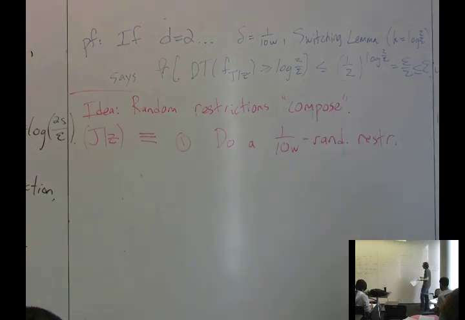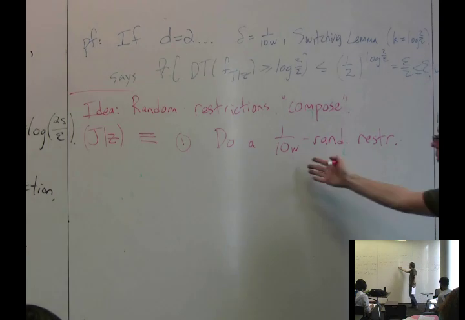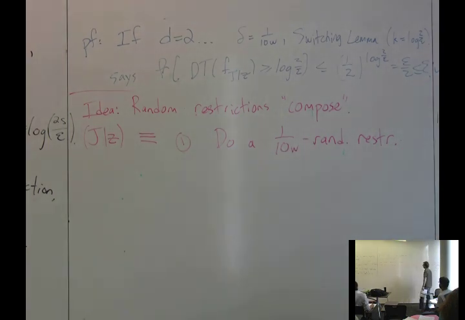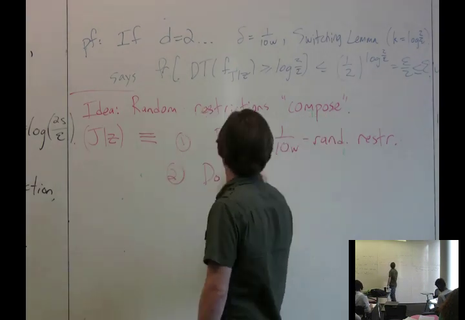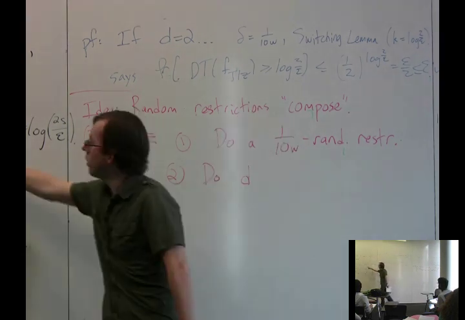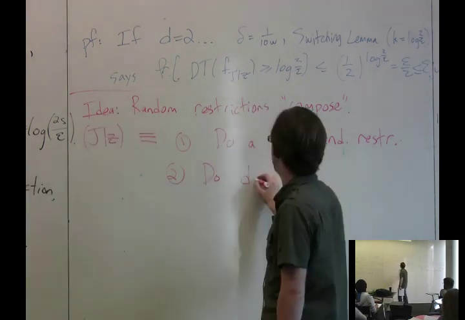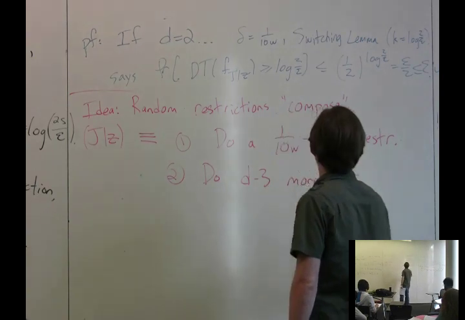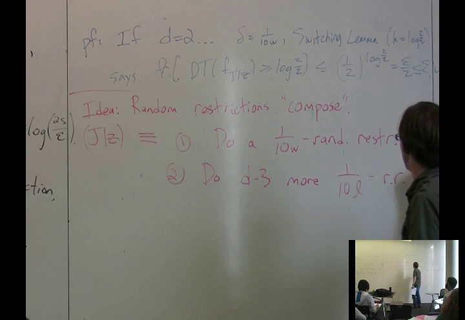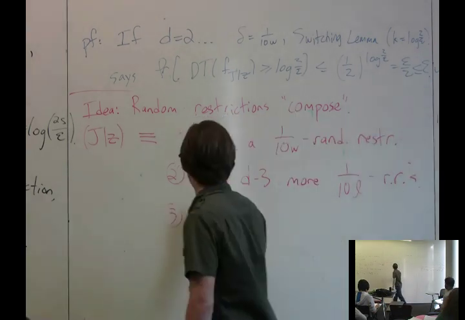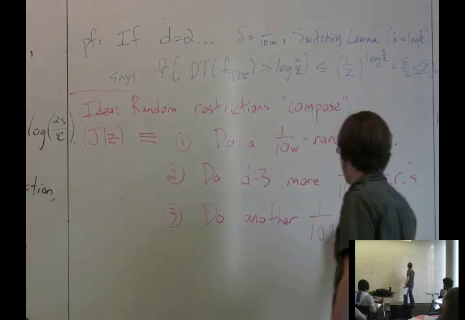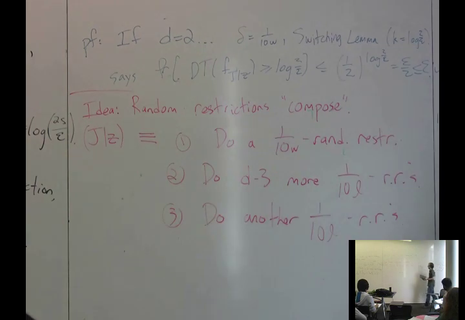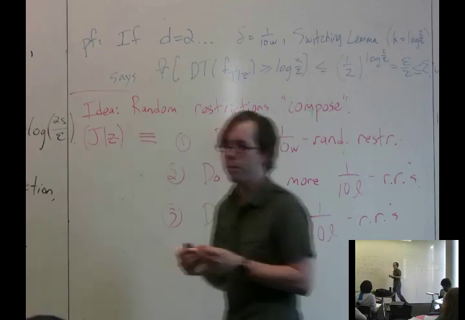So you go through each coordinate, and set it to be unset with this probability. Otherwise, fix it to plus or minus 1 randomly. Then continue by doing a bunch more random restrictions with this parameter. So I'm actually going to say do D minus 3 more 1 over 10L random restrictions. And then let's close by doing one more. You'll eventually see why I broke it up this way. I claim that this is the same as doing this one random restriction with this parameter delta.